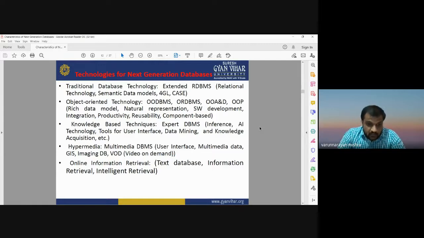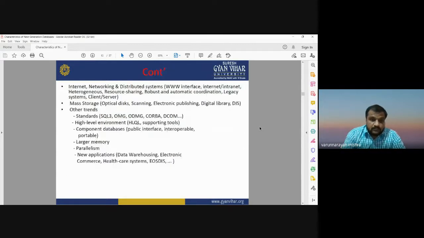data sets. Online information retrieval is another important technology that can be used for next generation databases. It should have some text databases, and it should have some information retrieval and intelligent retrieval for that system. There is a requirement of inherent networking and distributed systems, that is World Wide Web. A WWW interface is also required for next generation database systems. It should have some internet connectivity that is heterogeneous.